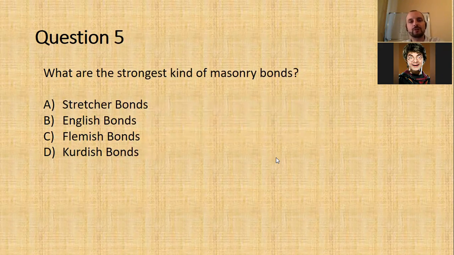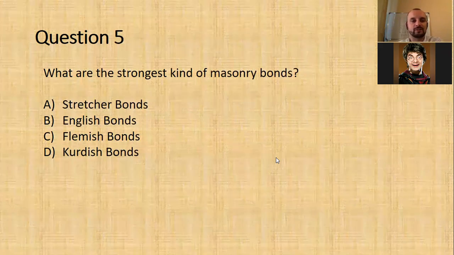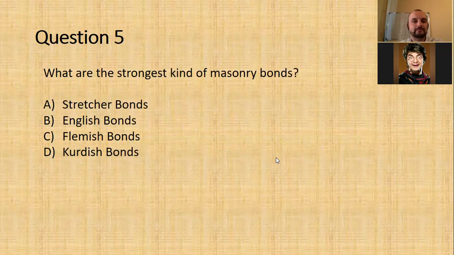Question 5. What is the strongest kind of masonry bonds? How many of you put A, stretcher bonds? How many of you put B, English bonds? Good. Okay, how many of you put Flemish bonds, C? How many of you put D?